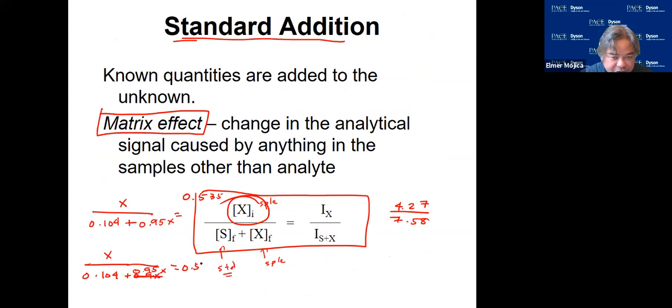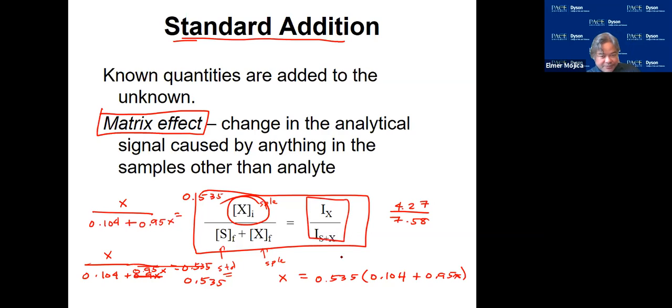This 0.535 should be multiplied not with that one, but with this one. So I end up with x equals 0.535 times (0.104 plus 0.95x). That makes sense? Because this way it becomes a whole number, so the one that will cross multiply with that is this one, not that one.